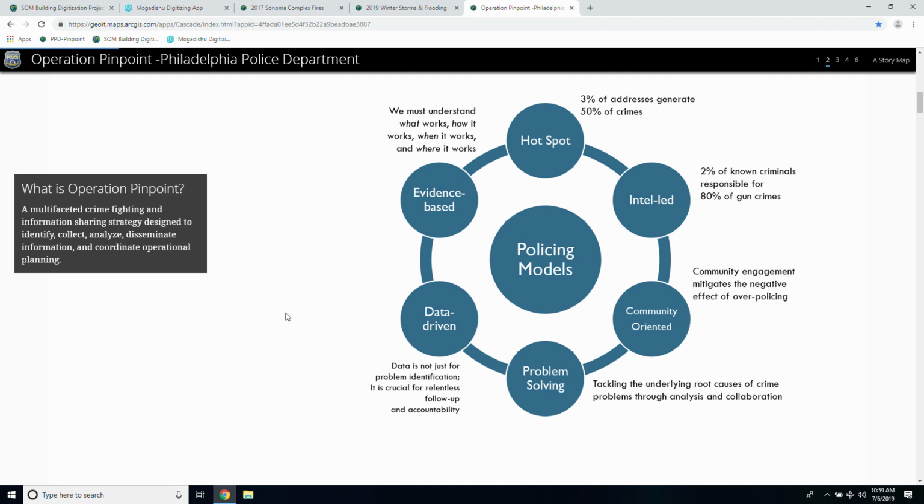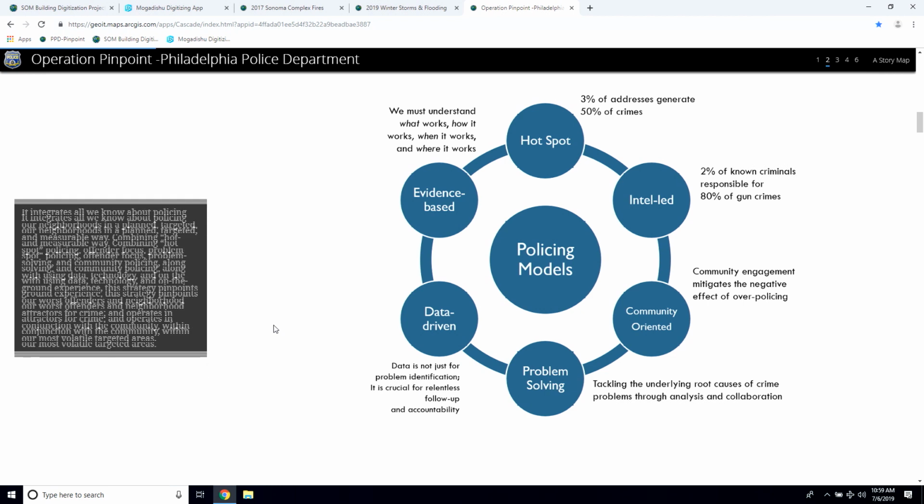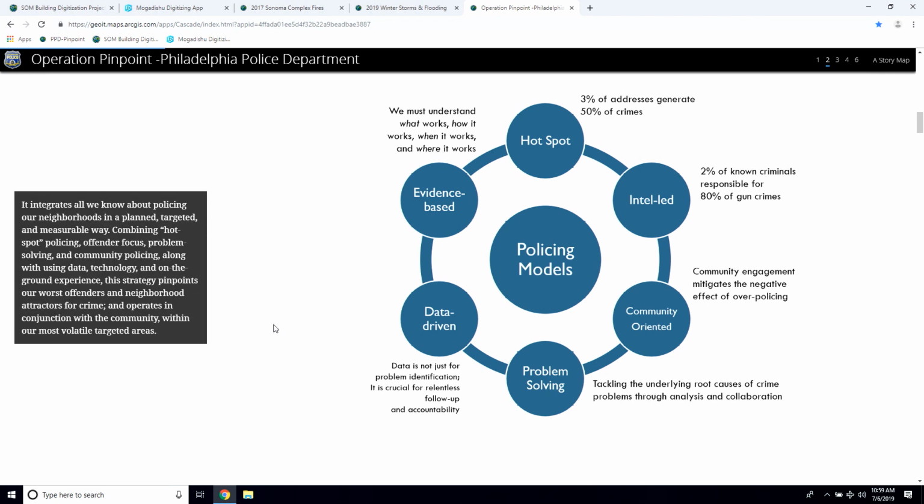So typically, these policing models that you see are done in kind of a vacuum. So hotspot policing or intel-led, I mean, we think about these things as sort of separate and distinct strategies, but really, we need to be all of these things all at once. And Pinpoint tries to do this through a complete operational planning framework inside about 45 targeted areas inside Philadelphia, to sort of tie all this together in one place. So it integrates all we know about policing in these neighborhoods in a targeted and measurable way.